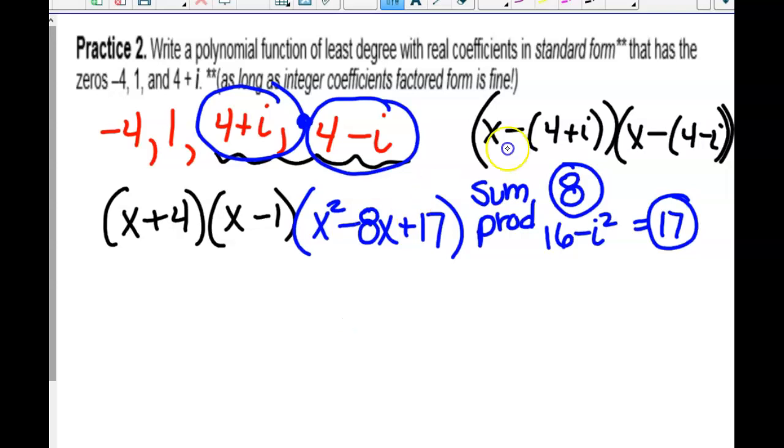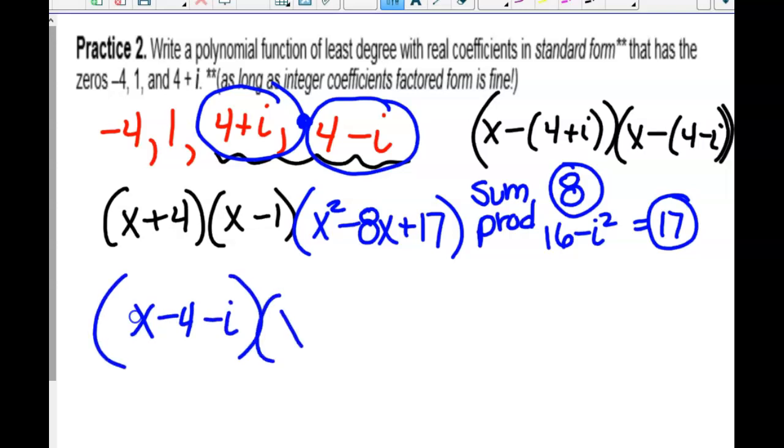Does anybody want to see me do it again all the way out? Anybody think they would do it by multiplying x minus 4 minus i times x minus 4 plus i? Do you understand what I'm doing when I'm doing all that? That I'm just distributing the x to all three of those things, and then the -4 to all three of those things, and then the negative i to all the... All right. I am fine with you writing it like this.